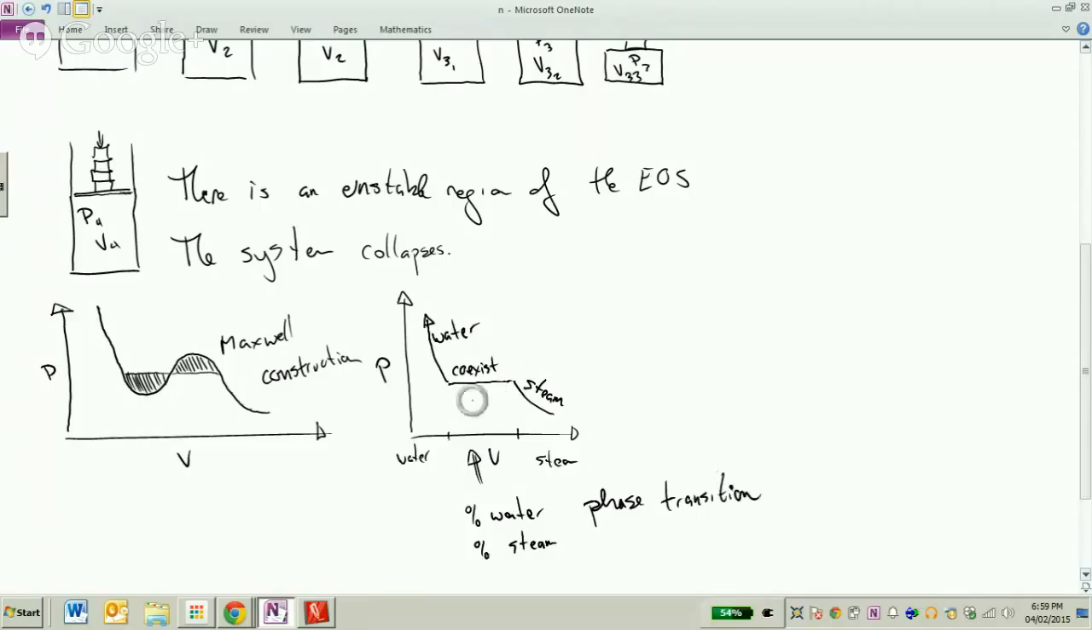And the prediction of the phase transition, the fact that you get these van der Waals loops, is actually one of the great successes of the theory, because the ideal gas model doesn't predict phase transitions, whereas the van der Waals model does. And this particular phase transition is called liquefaction. And it's something that we're going to be revisiting later in the course.